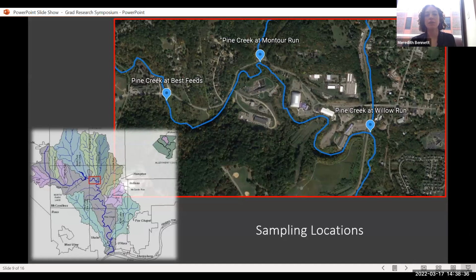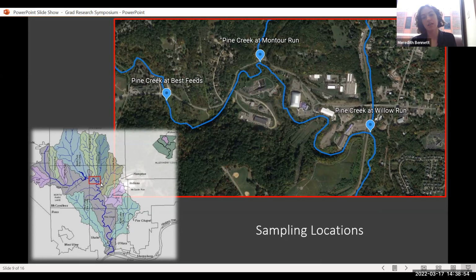So what are the sampling locations that I looked at in this study so far? I've looked in Pine Creek, which is a tributary to the Allegheny River. You can see this is the Allegheny River down here. And then off of this there's a map of the whole watershed of Pine Creek.